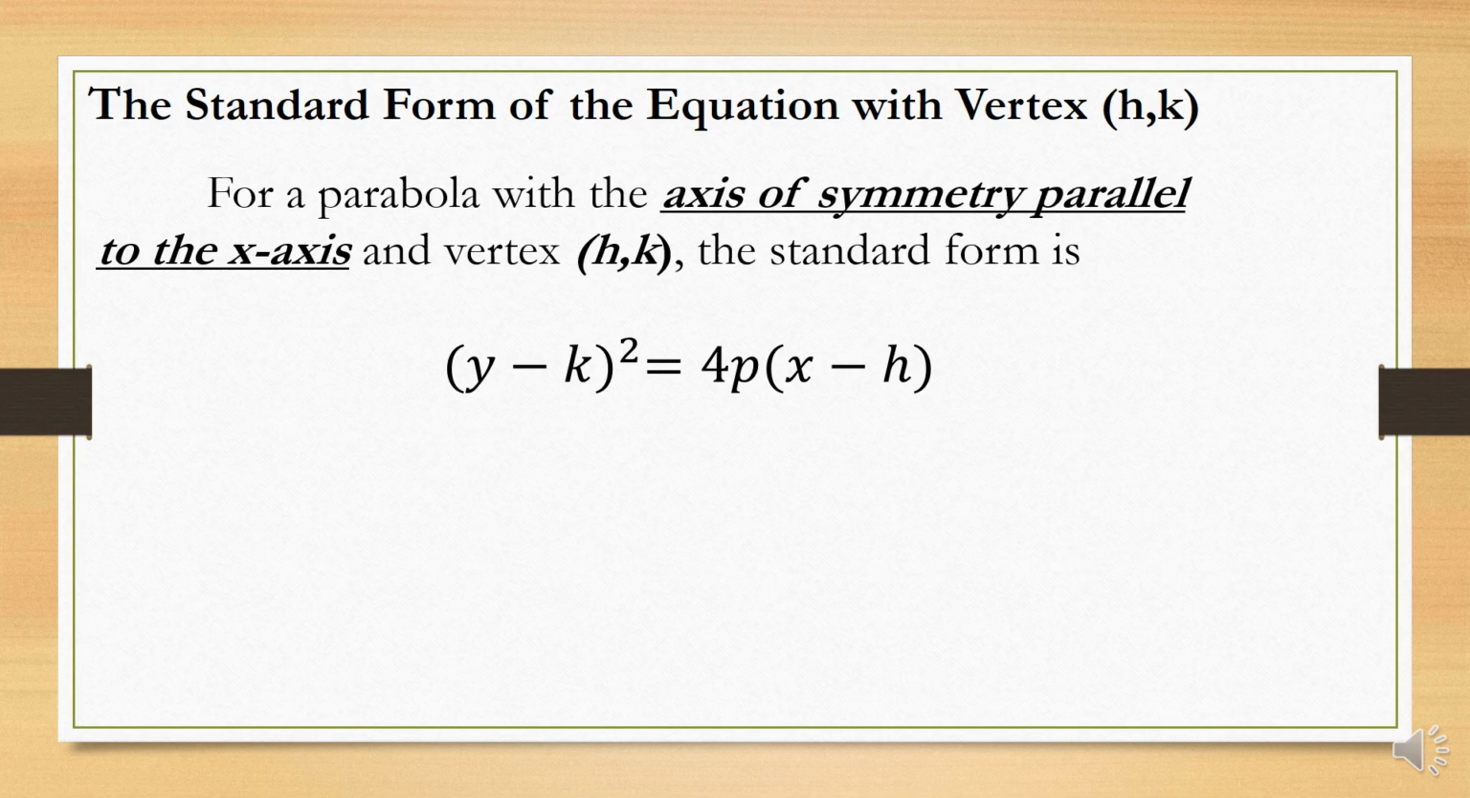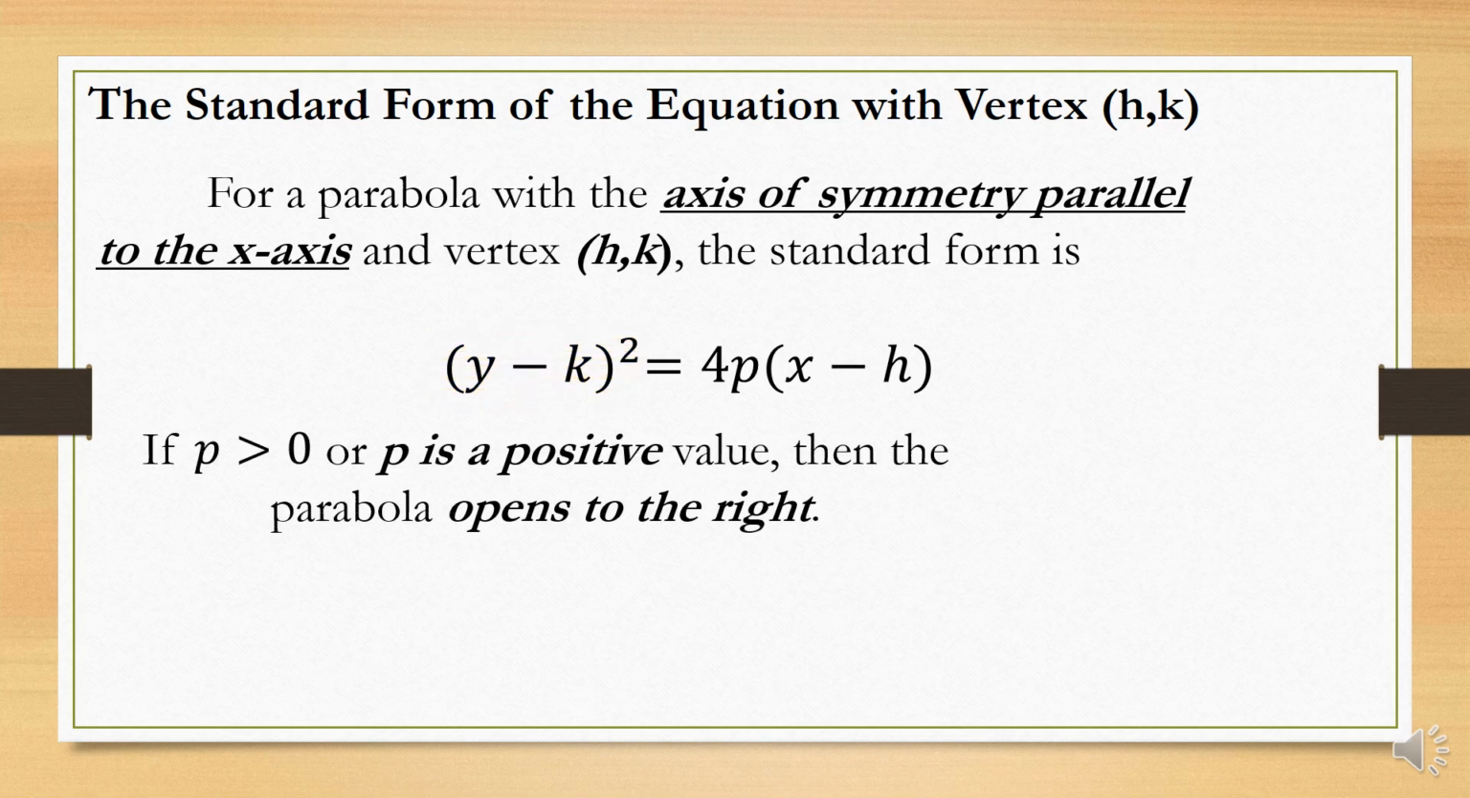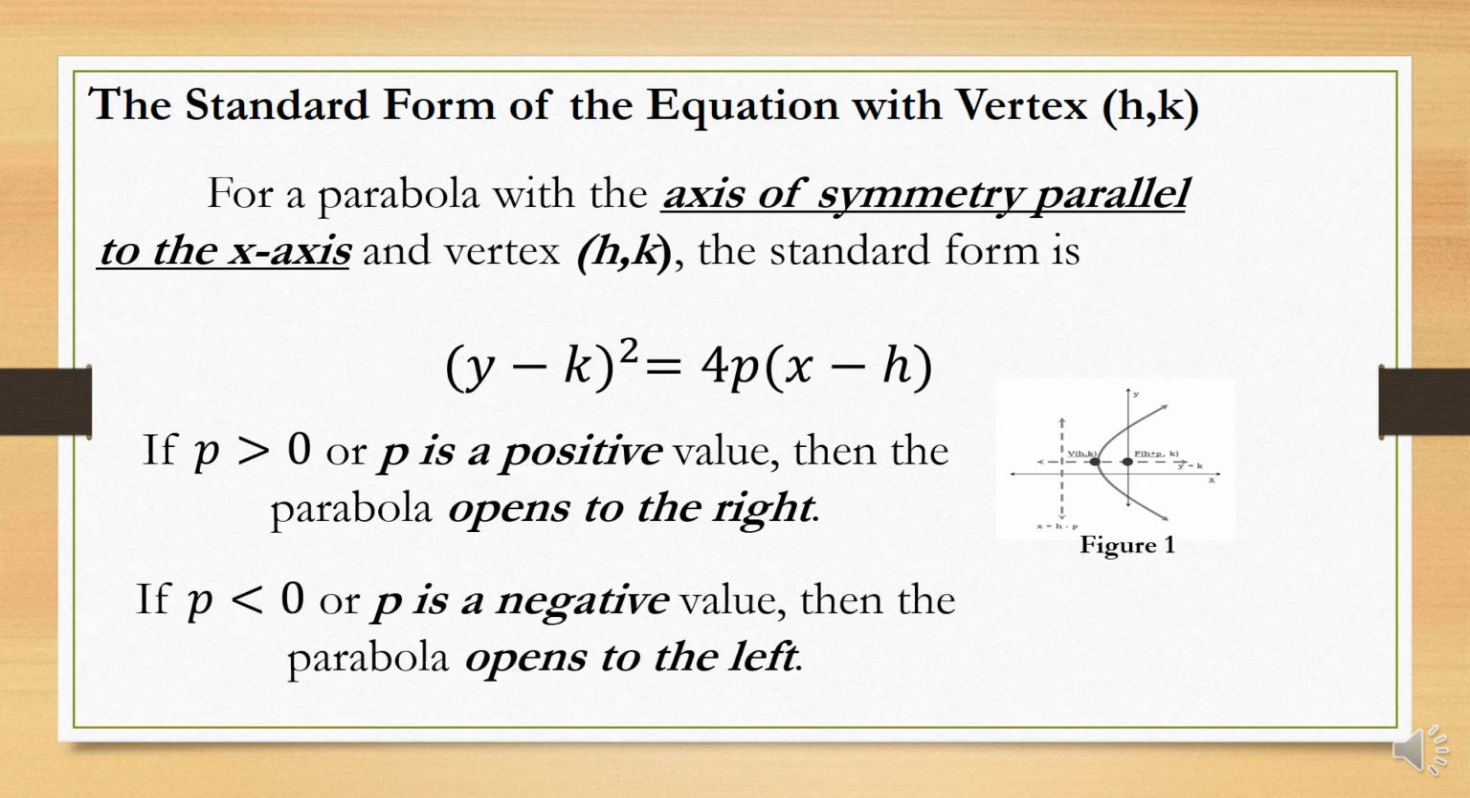You have observed that if the axis of symmetry of the parabola is parallel to the x-axis, the y variable is squared in our given equation. So, if p is greater than 0 or p is a positive value, then the parabola opens to the right, as shown in figure number 1. If p is less than 0 or p is a negative value, then the parabola opens to the left, as shown in figure number 2.